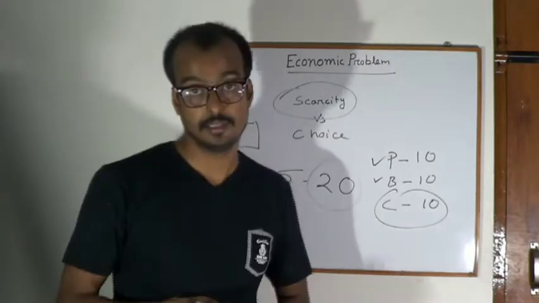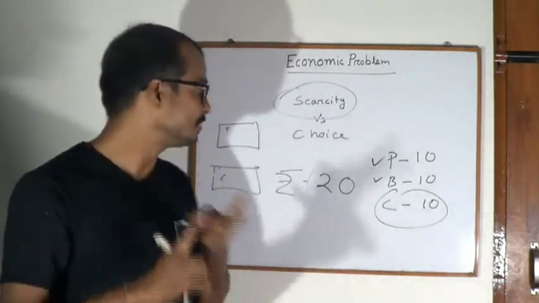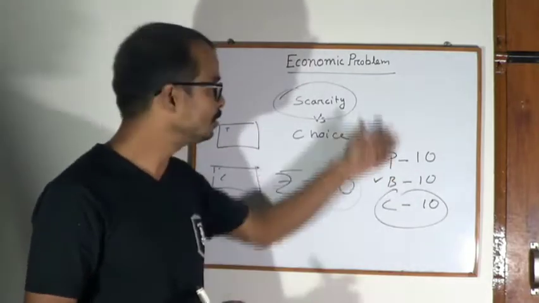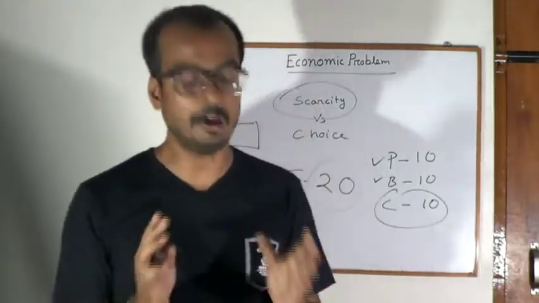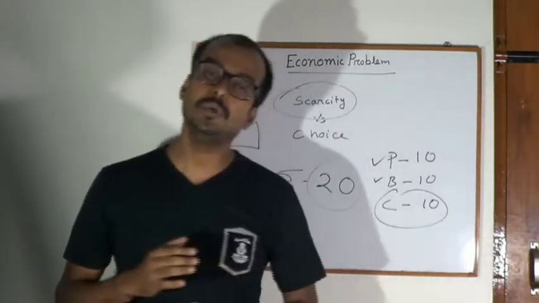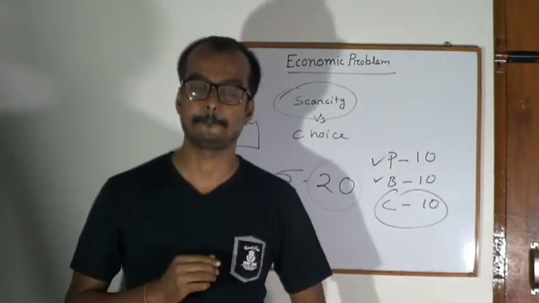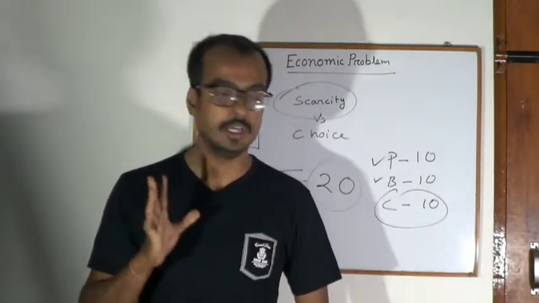So three things: unlimited wants, limited resources, and alternative use of the resources. That helps us to make this choice. So this is the basic aspect of the economic problem. Now, why are we discussing this? This is a very simple thing we know.